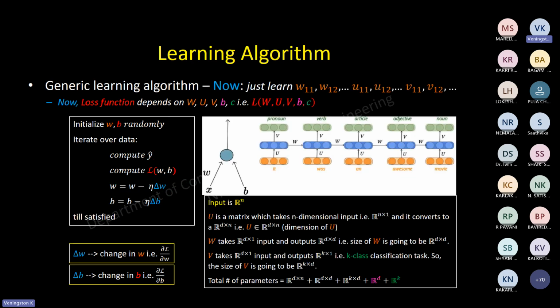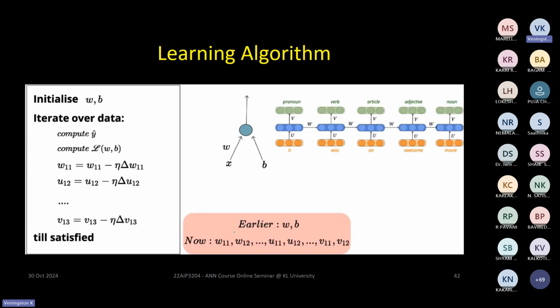Here are the dimensions of various weight values involved in the model, which is something that we have already discussed. And here is the overall outline of the learning algorithm in the context of RNN. We have weights W, U, and V. These are vectors of weights, and there are a lot of weight values inside W, a lot inside U, and a lot inside V, and each and every one of them is individually updated by using this update rule.